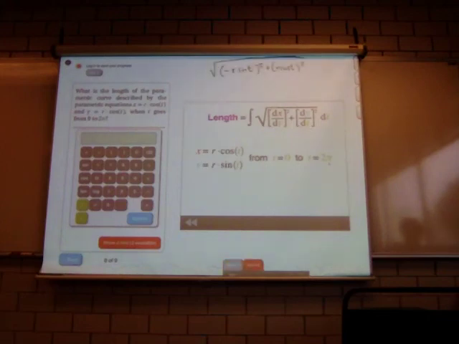Now that we've plugged in dx dt and dy dt, let's simplify the expression inside the square root. This is equal to r squared times sine squared t plus r squared times cosine squared t. Next, we can factor out the r squared, giving us sine squared t plus cosine squared t inside. But this is equal to 1, and so this leaves us with the square root of r squared, or r.